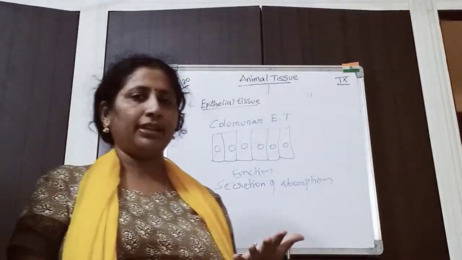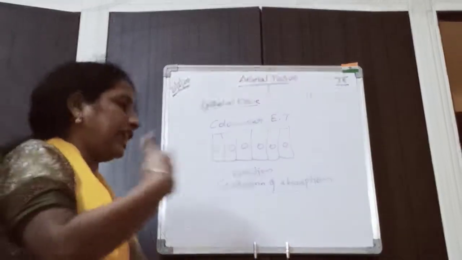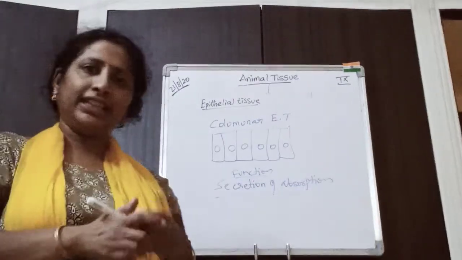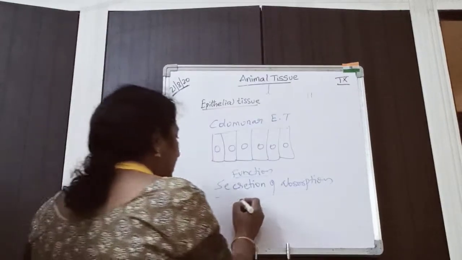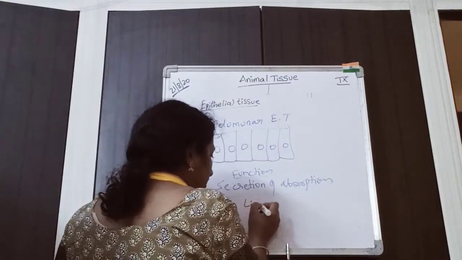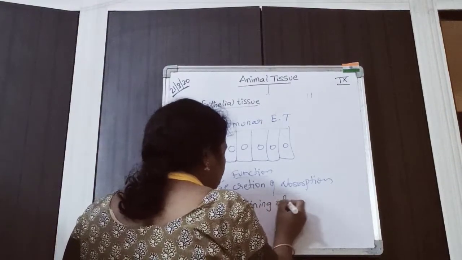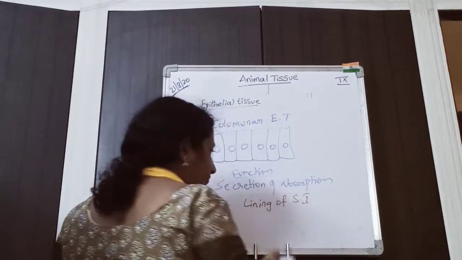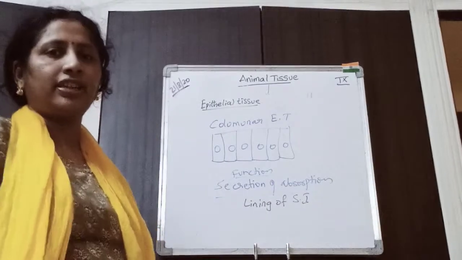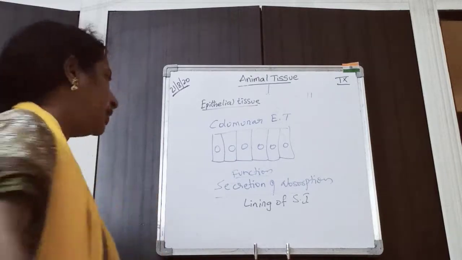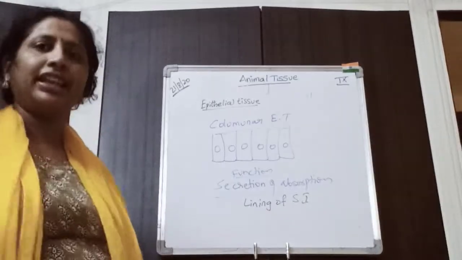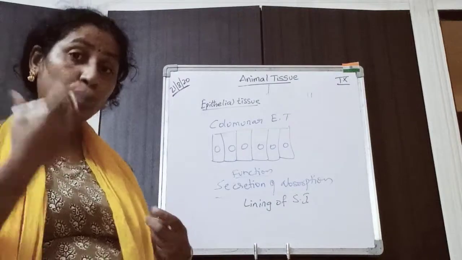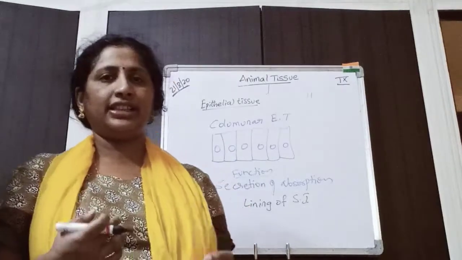Where does secretion happen for us? Secretions, for example, happen in the intestine. Mainly they are present in the lining of the intestine, the lining of the small intestine. If you see the small intestine, what is secreted there? Intestinal juice is secreted by the small intestine cells.